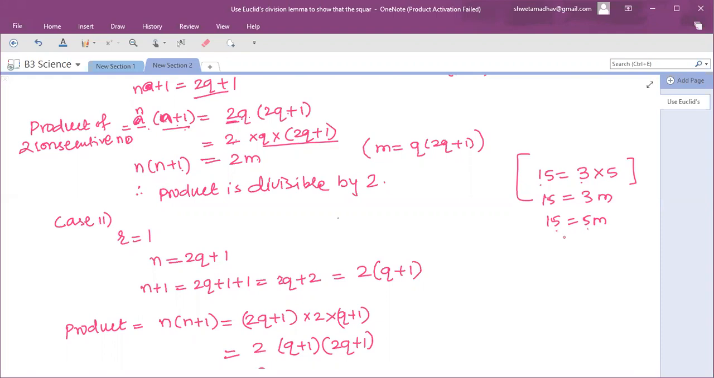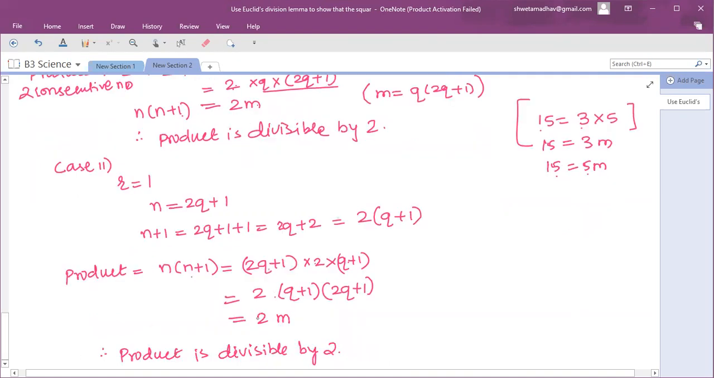In the same way, here also we have written the same thing: 2 into q plus 1, 2q plus 1. So these are the 3 factors of this term. So that factor we can write as 2, and all the remaining factors we can consider as one variable, m. So that means the product of the numbers is a multiple of 2. So that means the product is divisible by 2.